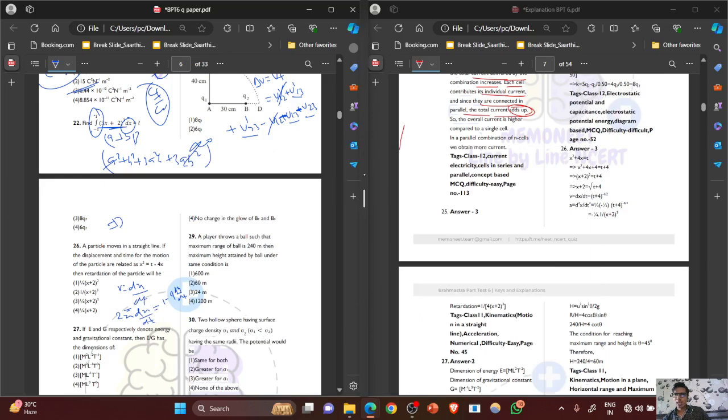They have done it differently. I am doing it in a different way. So 2x dx by dt equals 1 minus 4 dx by dt. From here we get 2x dx by dt plus 4 dx by dt equals 1. From here we get dx by dt equals 1 by (2x plus 4).